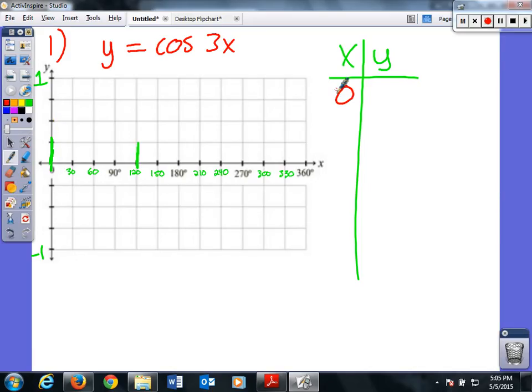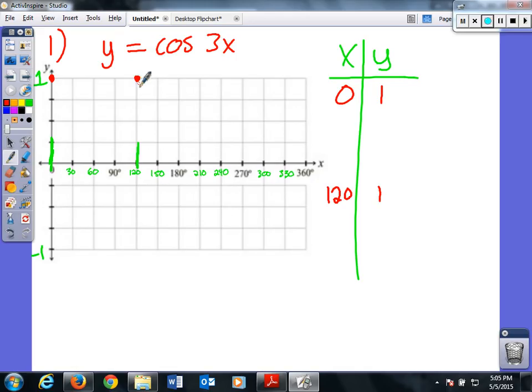So 0 is a good place to start. If we plug in 0, we get 3 times 0, which is 0. Cosine of 0 is 1. So we're going to start up here at 1. Then if we plug in, say, 120, we should get 1 again, because that's going to be one complete cycle there. So at 120, we plug that in, we get 3 times 120 is 360. The cosine of 360 is 1. So we're back to 1.